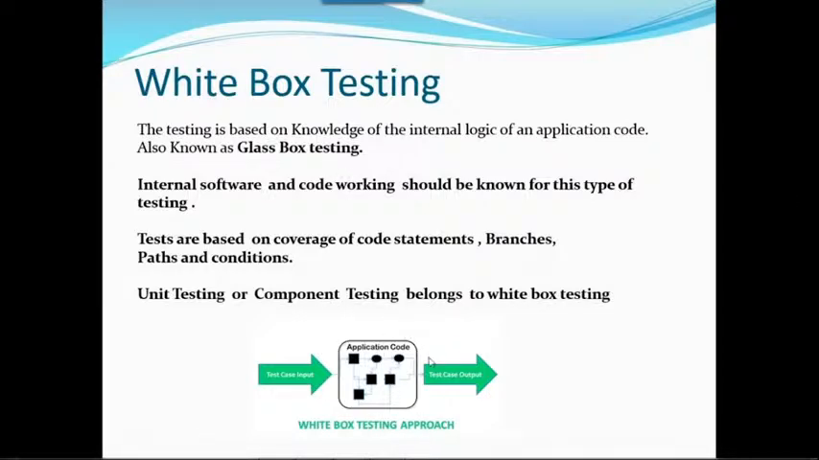Why do we call it a white box? Because the developer is able to see the code. In a white box, whatever you write, we can see that code, right? That's the reason they call it a white box. They also call it structural testing, but generally they call it white box.